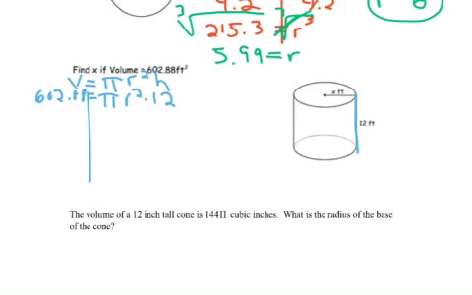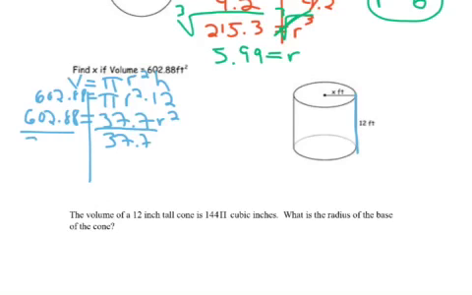So on the left-hand side, I have 602.88 equals 12 times pi, which is roughly 37.7 r squared. Your goal is to get r by itself, so you have to divide both sides by 37.7, because you are trying to isolate the variable by doing the opposite or inverse operation. So those cancel, and I have roughly 15.99 is equal to r squared.